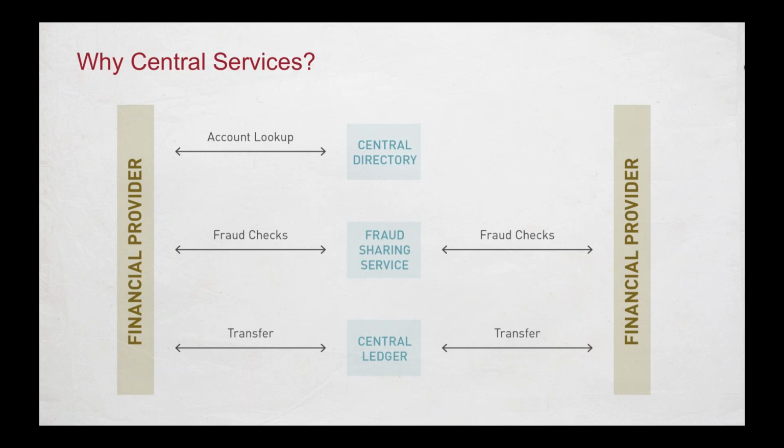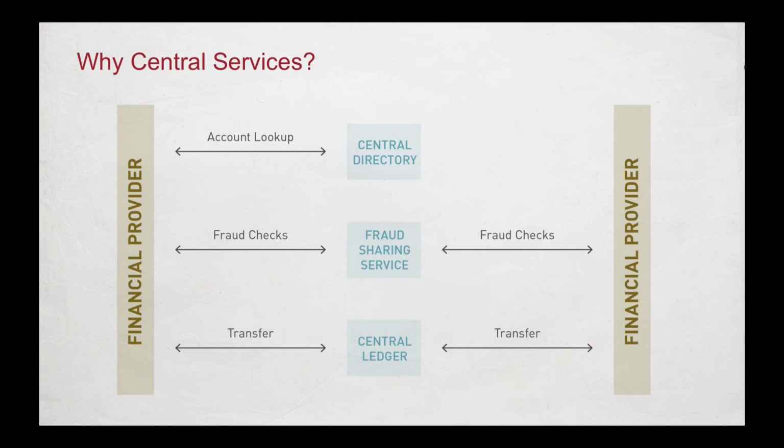So account lookup: when Alice wants to pay Bob, Bob says, here's my phone number. I want you to send 1,000 shillings to my phone. Alice will go to her financial provider menus and request that payment. The account has to be looked up somehow. And since we don't know who the financial provider for Bob is, Alice's financial provider goes to the central directory with Bob's phone number and says, who services Bob's account? And the answer comes back, well, it's Bob's DFSP.